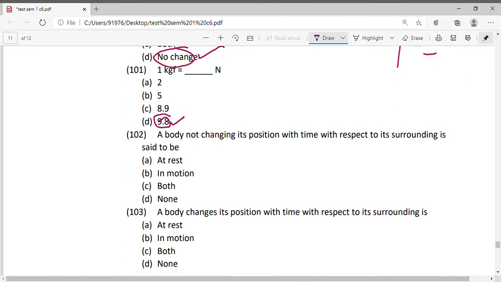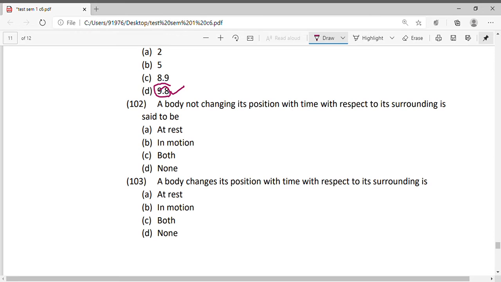A body not changing its position with time with respect to its surrounding is said to be, now this is a definition, if a body is not changing its position, that means it is at one place, it is not moving anywhere, we call it at rest. For example, a book is kept on a table. It will not move unless someone picks it up or pushes it. Unless you apply some force or push to it, it will remain over there with respect to its surrounding. So it is said to be stationary, at rest. So the answer would be at rest.